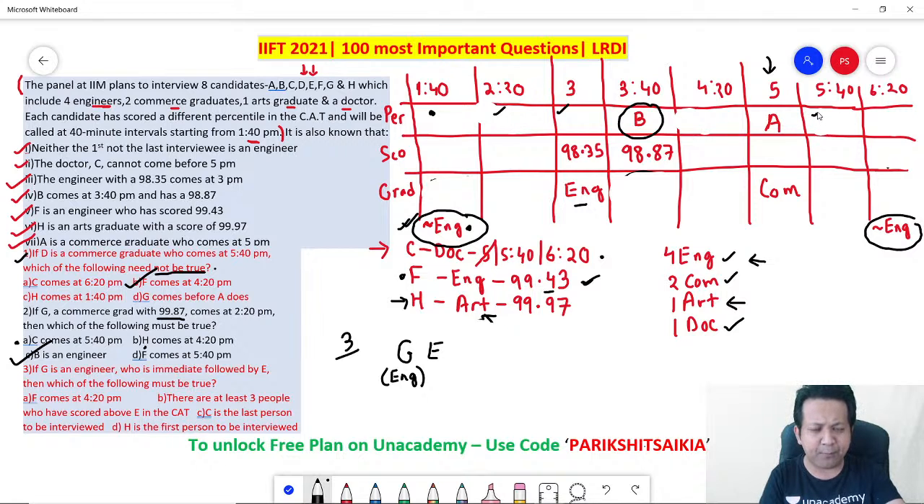Can G come at 540? Remember, I am looking at two consecutive blank spaces. So the other possibility is 540 and 620. But again, 540, is it possible? 540 and 540, is it possible?